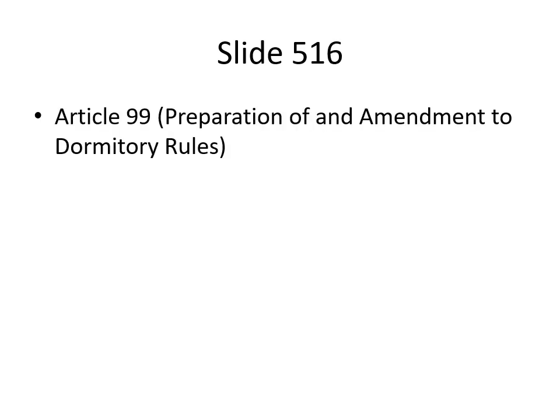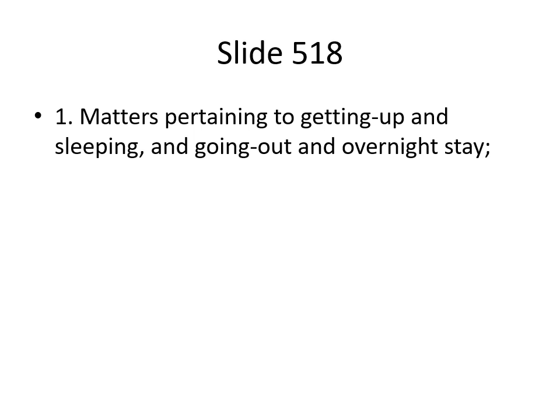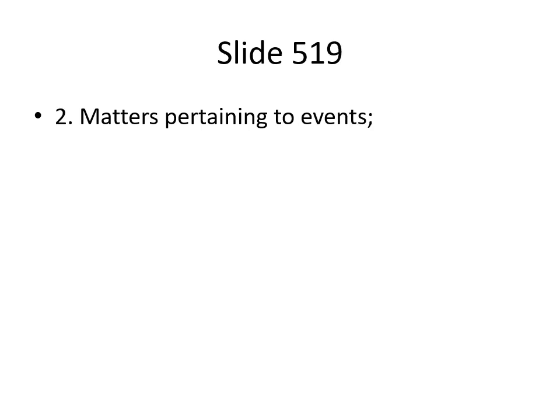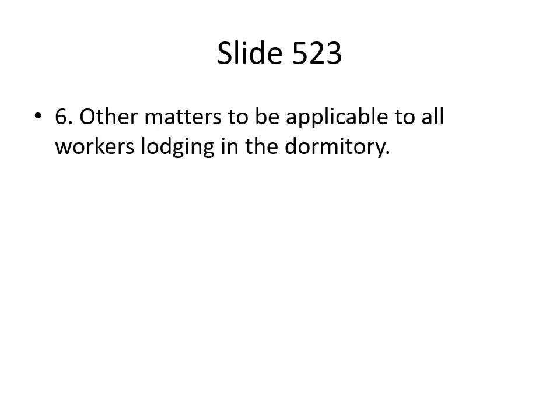Article 99. Preparation of an amendment to dormitory rules. 1. An employer who intends to lodge her workers in a dormitory annexed to a business or workplace shall prepare dormitory rules concerning the following matters. 1. Matters pertaining to getting up and sleeping, and going out and overnight stay. 2. Matters pertaining to events. 3. Matters pertaining to meals. 4. Matters pertaining to safety and health. 5. Matters pertaining to the maintenance of buildings and facilities. 6. Other matters to be applicable to all workers lodging in the dormitory.